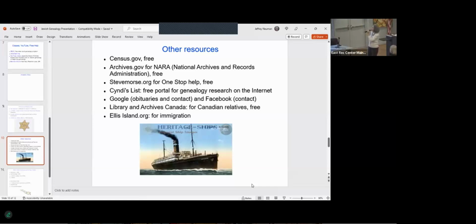Library and Archives Canada is for Canadian relatives. That's also free, and you can get census records and other information that way. And there's Ellis Island for immigration, and you can get a picture of the ship that the person came on. Next slide.